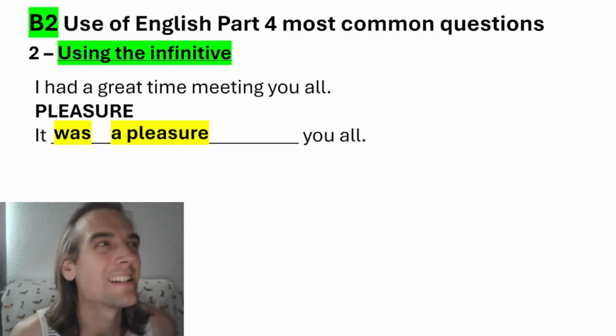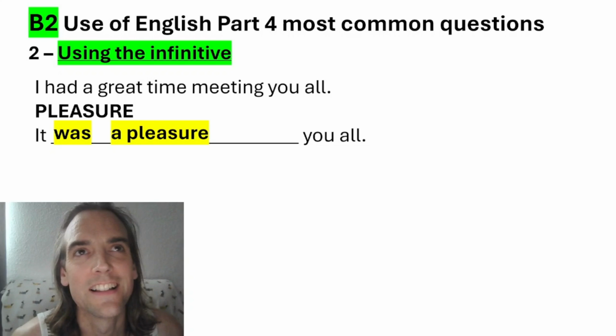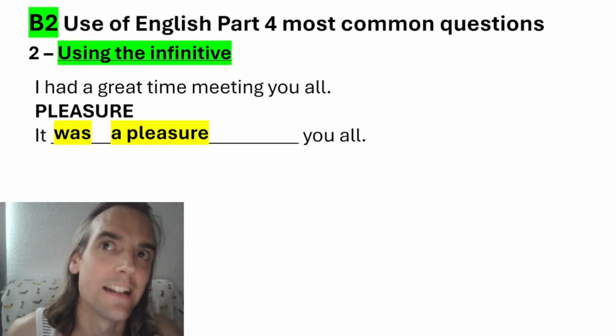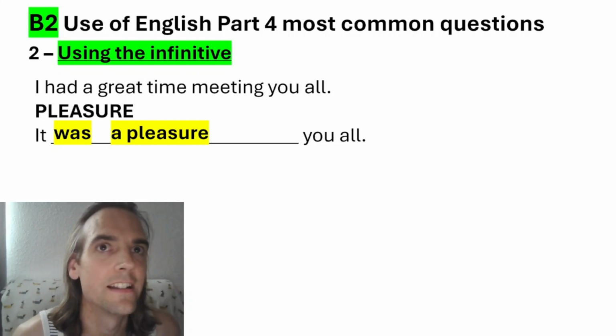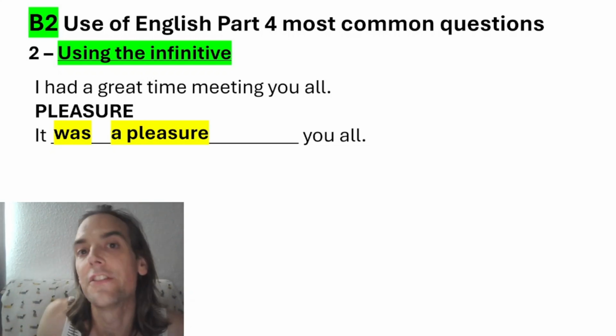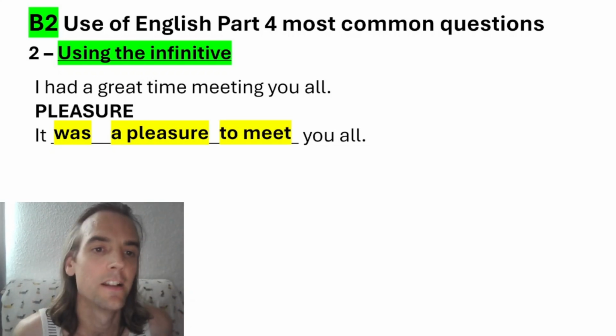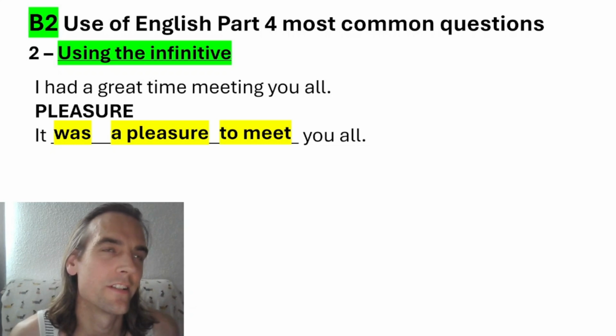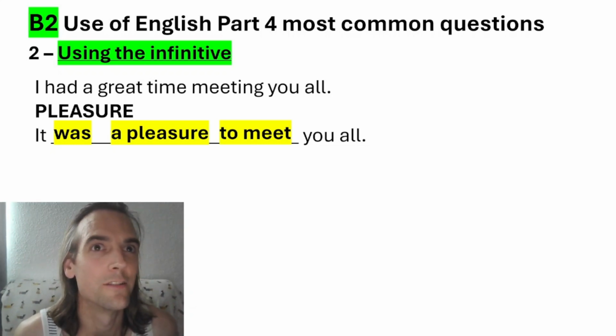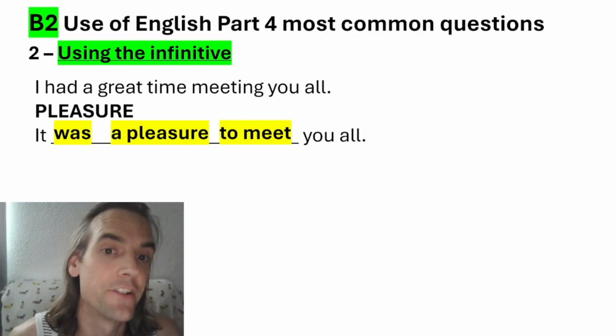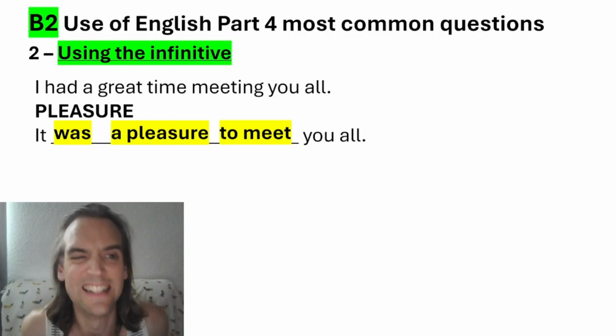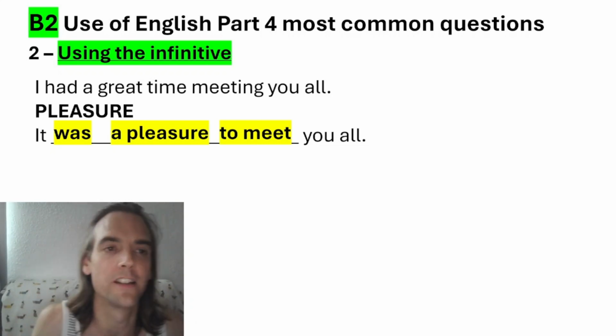And then pleasure, I've made a bit of a mess of this question because the idea is it's like an adjective, like it was pleasing, it was nice. After an adjective, we use the infinitive. This one's a bit more just like an expression, to be honest. It was pleasurable, it was fun to meet you. Adjective plus infinitive, or in this case, it was a pleasure to do something.